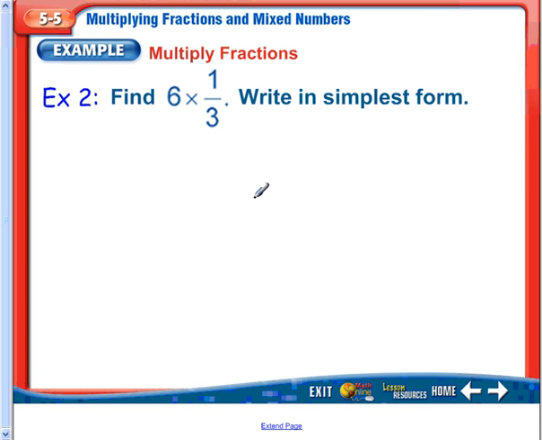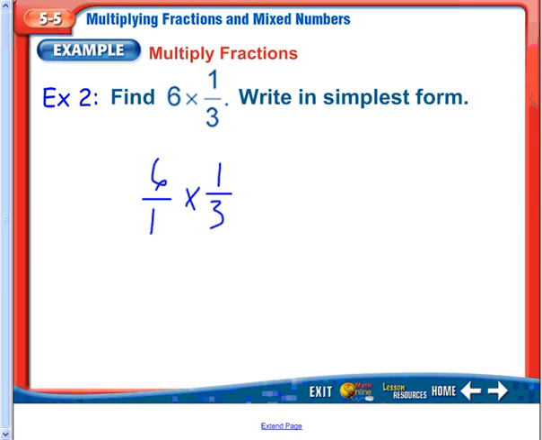Example number 2, find 6 times 1/3. Okay, I need to get both of these numbers into fractions. So first I need to rename the whole number 6 as a fraction. 6 can be rewritten as 6/1, because 6 divided by 1 is still 6, so I'm not really changing the fraction at all.